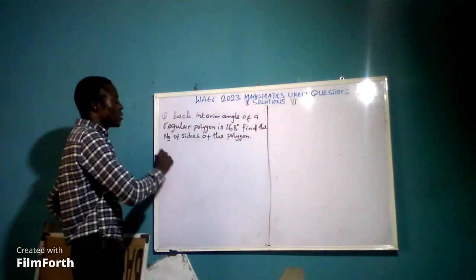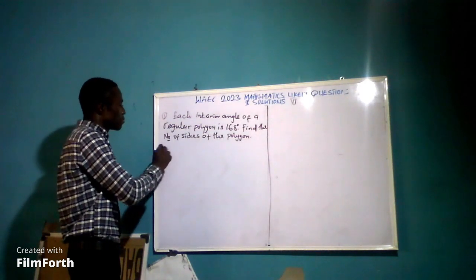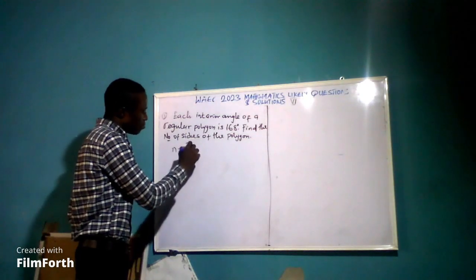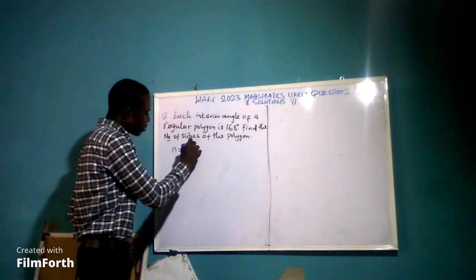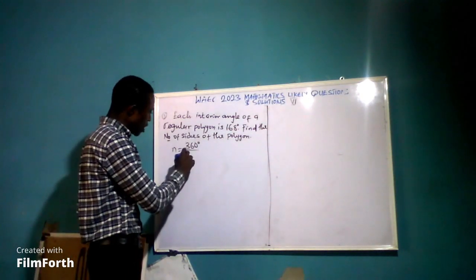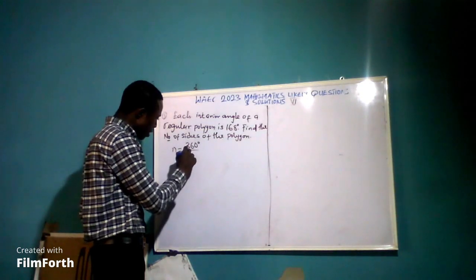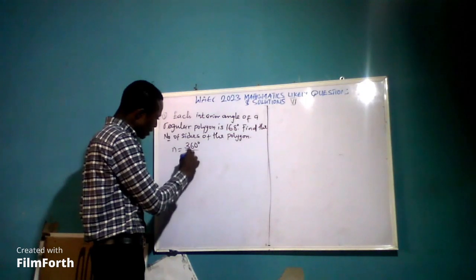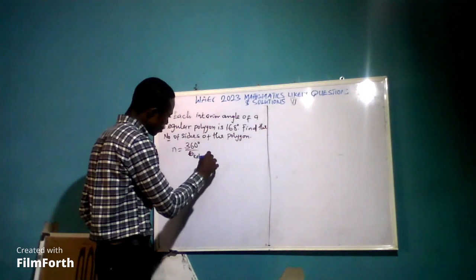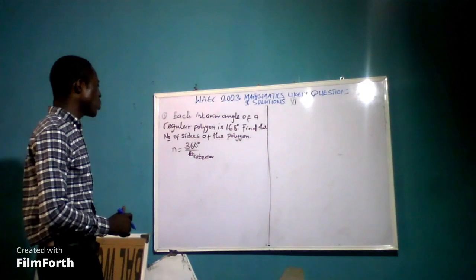Now, don't forget that the formula for finding the number of sides of a regular polygon is given as n equals 360, which is the angle formed by a circle, 360 degrees, all over the size of the exterior angle, so all over theta, let's call it theta exterior. But we are not given the exterior angle here. We are only given the interior angle. How do we get the exterior angle?